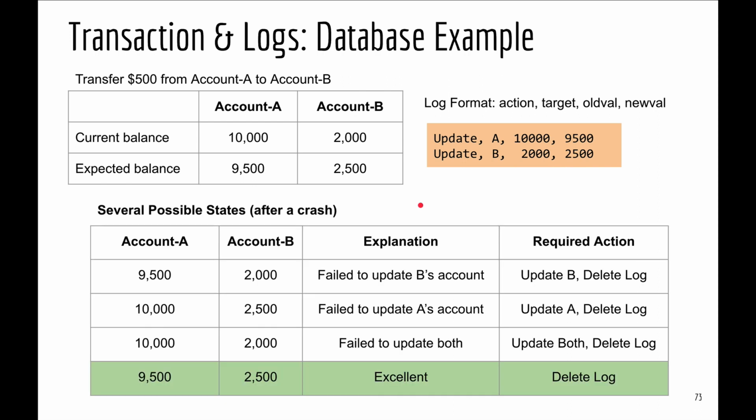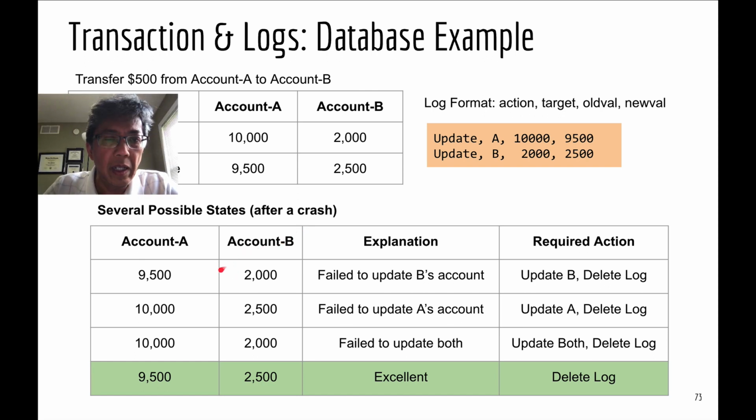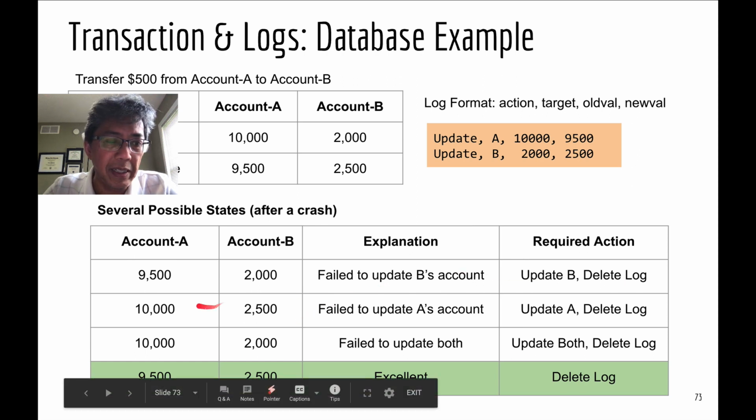During recovery of a failed operation, we can see one of the 4 possible states. The first state is when the balance in A is 9,500 and the balance in B is 2,000. If you compare the 2 numbers with the log entries, by comparing the expected value in A, we know that A's account is correct, but B's account is incorrect. So that means what we have to do is to update B's account from 2,000 to 2,500 and then delete the log records.